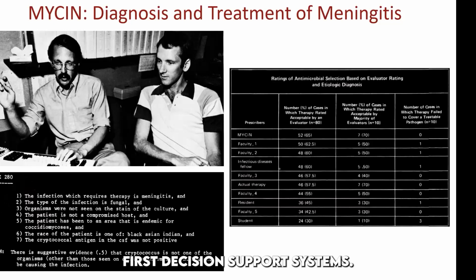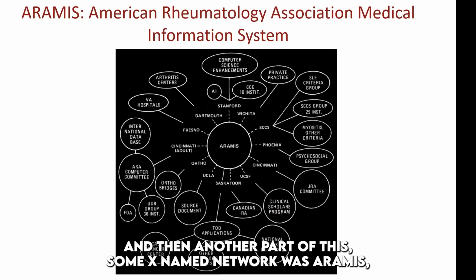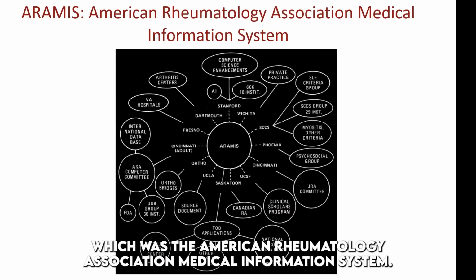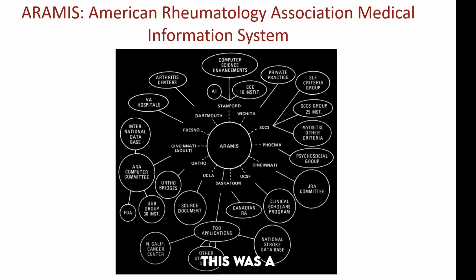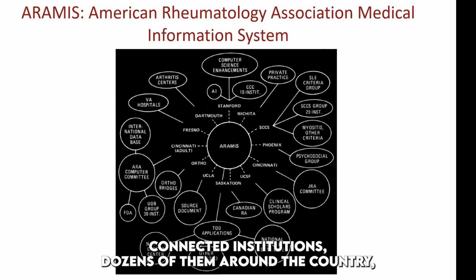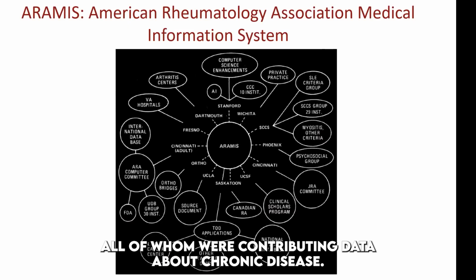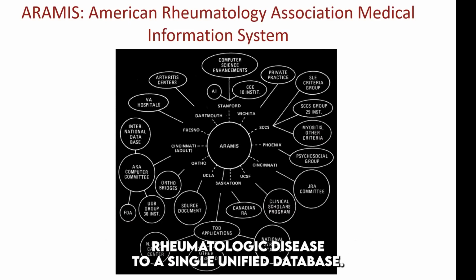decision support systems. And then another part of this SUMEX-AIM network was ARAMIS, which was the American Rheumatism Association Medical Information System. This connected institutions, dozens of them around the country, all of whom were contributing data about chronic disease, rheumatologic disease, to a single unified database.